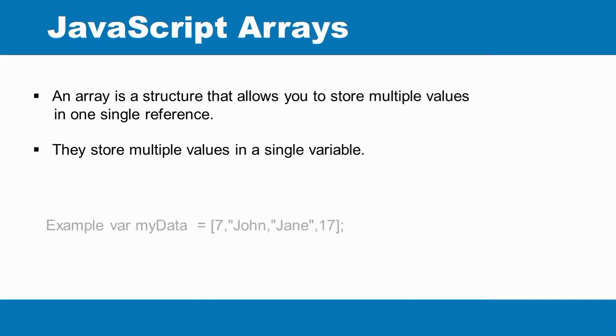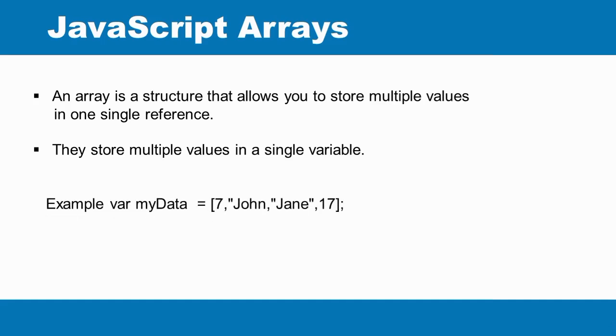An example of an array is this here. For example, you create an array called myData and you use the equals to assign the values. You can tell it's an array because the values of an array are enclosed in square brackets. Also, you can have different data types in an array. In this example here, I've got both number and string data type as values in an array.